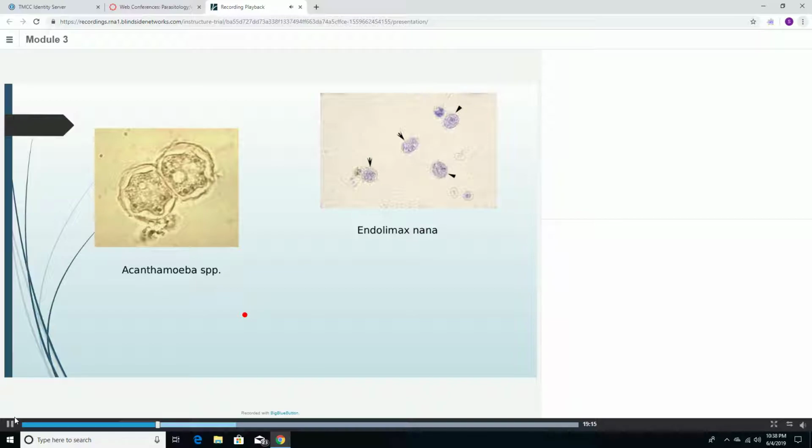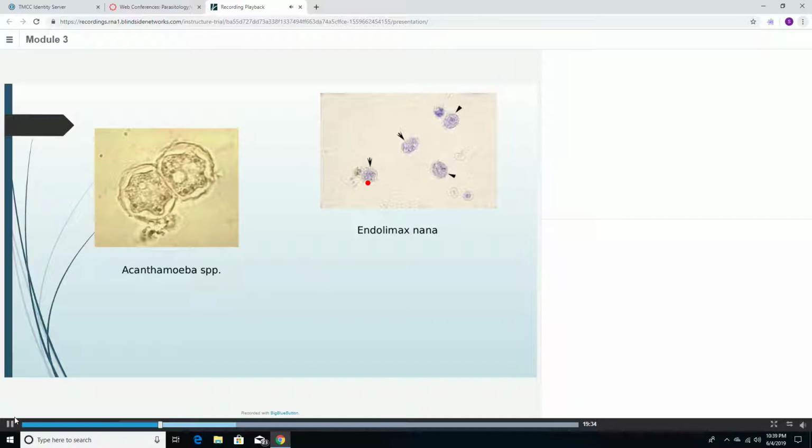Like the Entamoeba coli organism can have up to 8 nuclei, and the Limax nana, you could see the cyst stage, and that's what's present on this slide here. There's a cyst stage in there, and it could have anywhere from 1 to 4 nuclei present in the cyst.